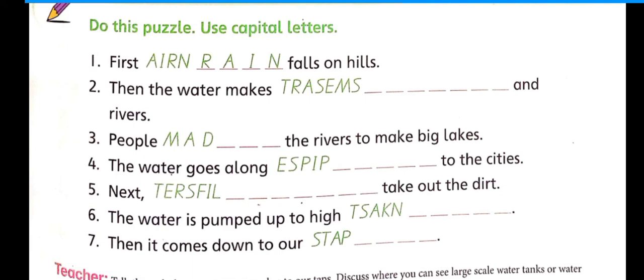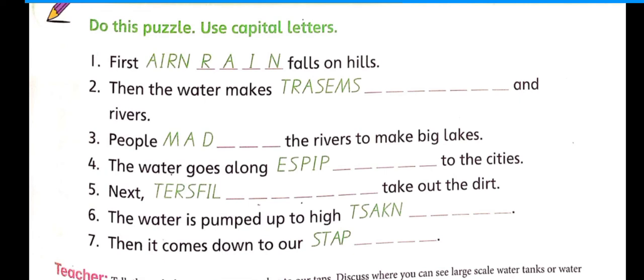The next one is the third one. People dash the rivers to make big lakes. Which thing are we making on the rivers to hold back the water? Mad, they have written, but exactly, it's very easy, it's dam. People dam the rivers. D, A, M. Exactly, dam.